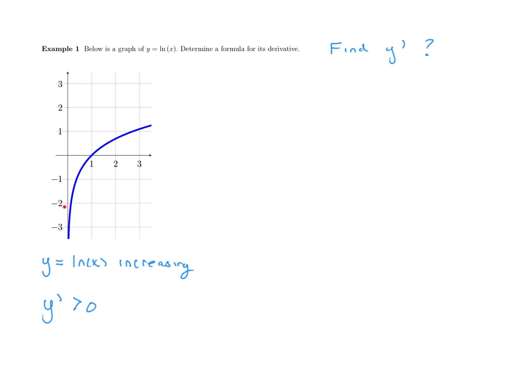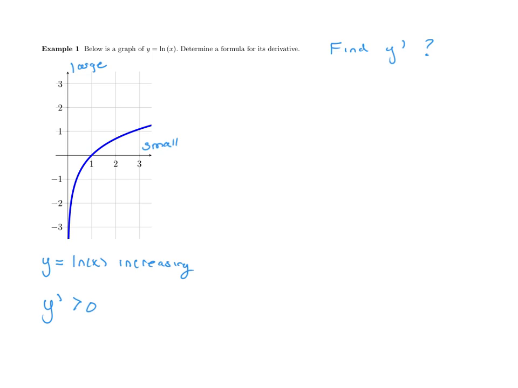Furthermore, here, the slopes of the tangent lines are very large. So I know the derivative is going to be large over here. But then over here, the tangent lines are smaller. So therefore, the actual number for the slope is going to be small as well. So I'm expecting a graph that is positive. It's big over here and it's smaller over here.